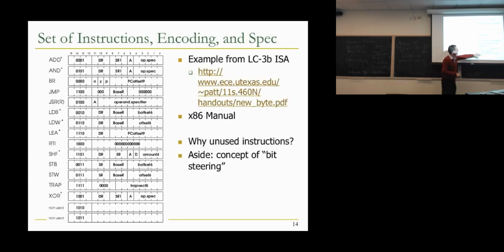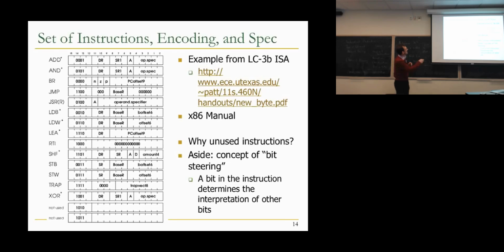Basically, a bit in the instruction determines the interpretation of other bits. You could say the same thing about the opcode, right? The opcode determines the interpretation of the remaining bits. In fact, that's how you interpret. If your opcode is 0001 in this case, you interpret that the next 3 bits are the destination register specifier. That's not true if your opcode is 1000, right? It's not a destination register.